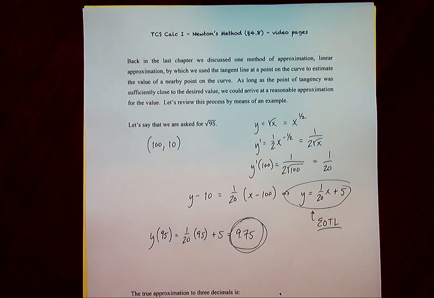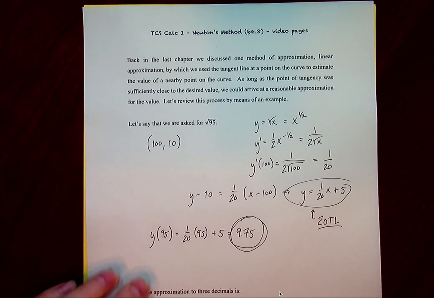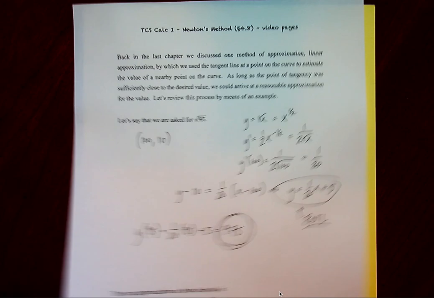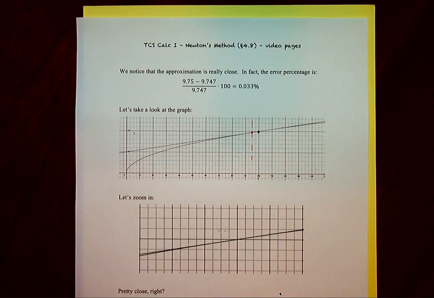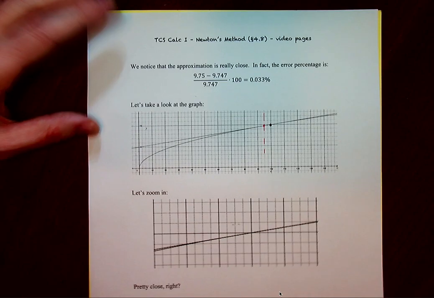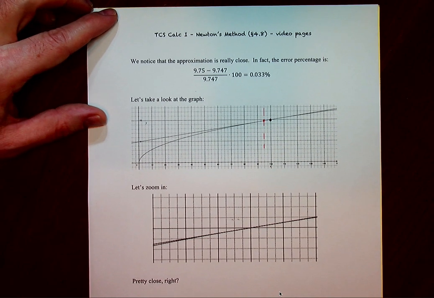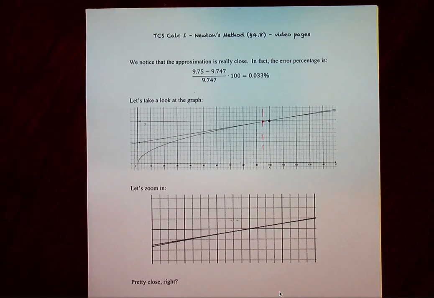Now, the true value is 9.747, pretty close, and if I actually want to evaluate the percent error, I can do that. You take the approximation minus the actual, over the actual, times 100, and that gives you a percentage, and it is an error of 0.033%.